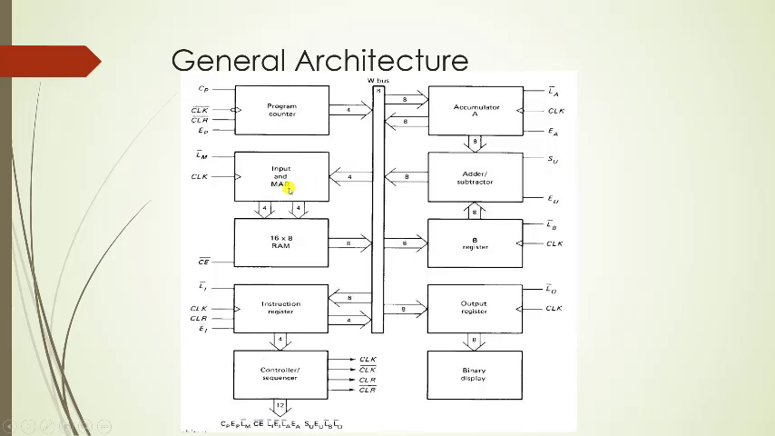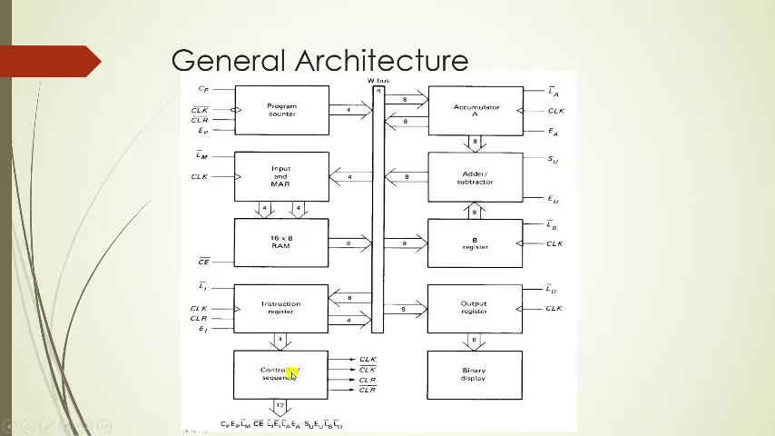There is a memory address register which takes the value of the program counter, and the address is fed to the RAM, which is a 16-byte RAM. The RAM is again connected to the bus. There is again an instruction register which sends the instruction to the controller sequencer.